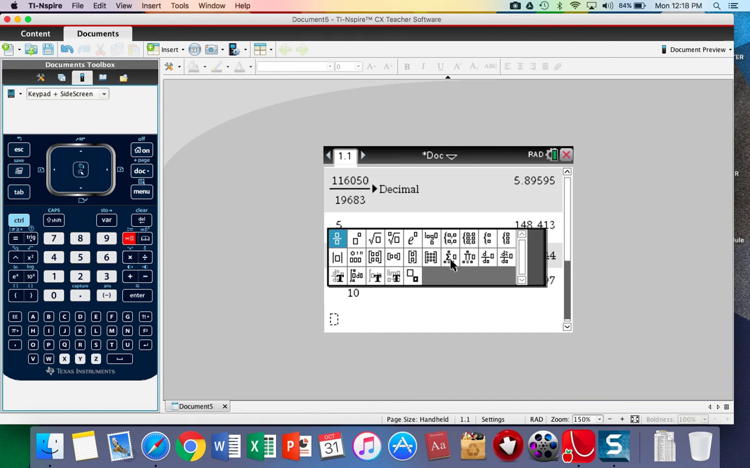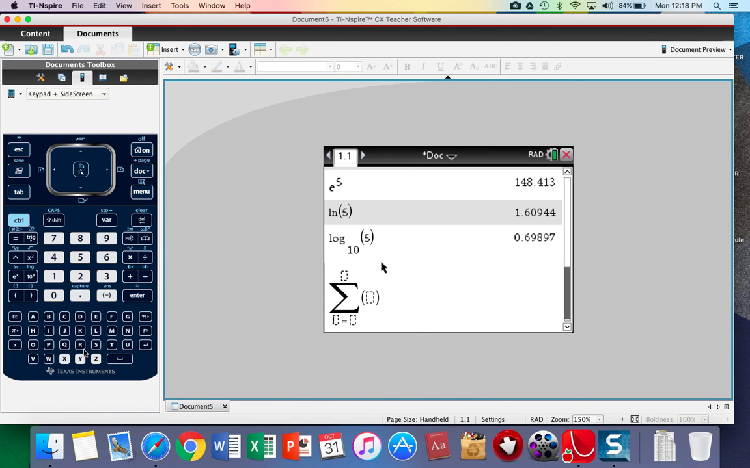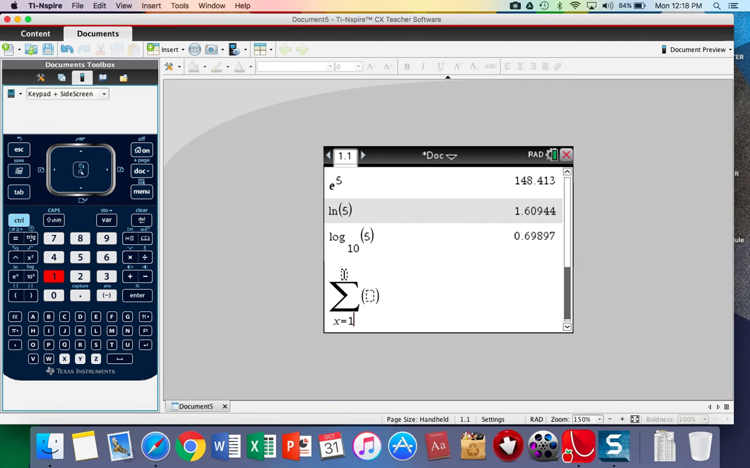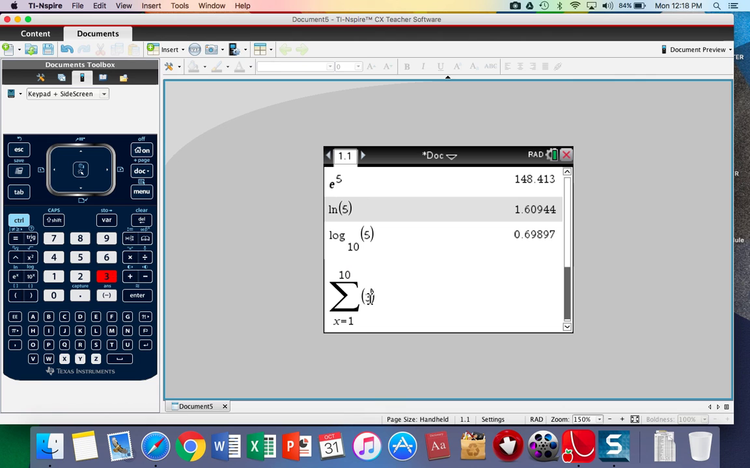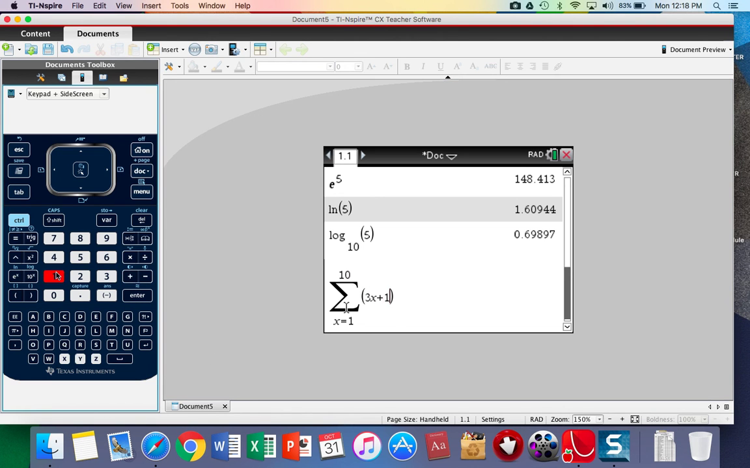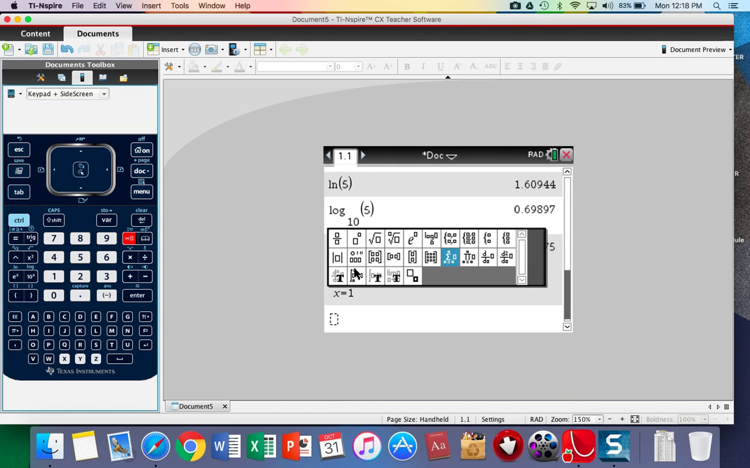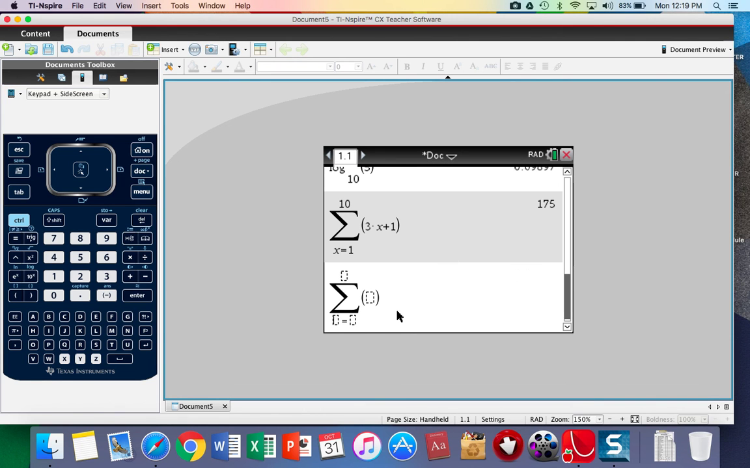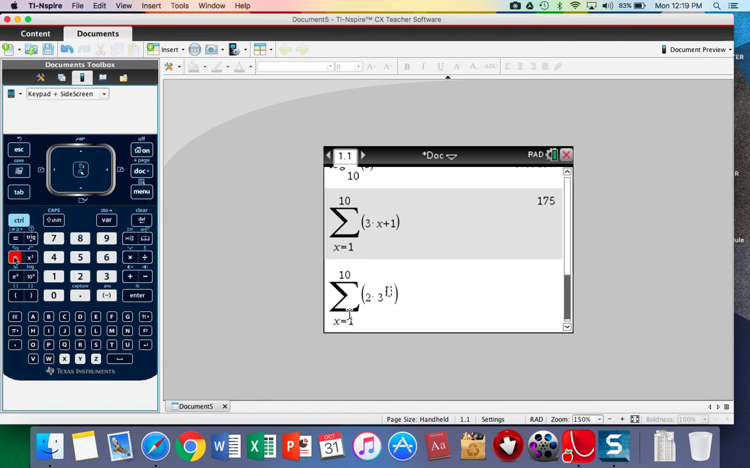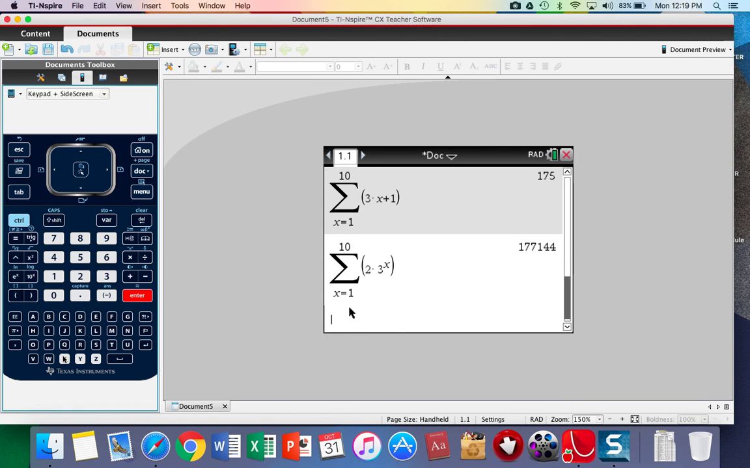Now here you can see options to find the summation. I'll come to that later. In fact, let me do it now. So let us see summation. Let us say x equal to 1 to 10, and I type 3 times x plus 1. It gives me the answer. In the same way, let us say I want to find it for a geometric progression. I type x equal to 1 to 10, 2 multiplied by 3 power x. Again, this gives me the answer.